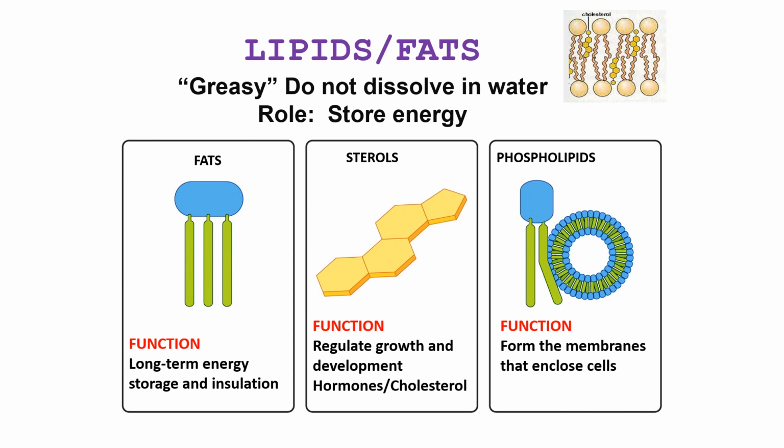They also regulate growth and development, and in this case, we're talking about, for example, hormones and cholesterol. And they also make the cell membrane. Specifically, the fat that makes the cell membrane is called a phospholipid. And we'll talk more about the cell membrane. We'll spend almost a chapter just talking about phospholipids because they're extremely important.